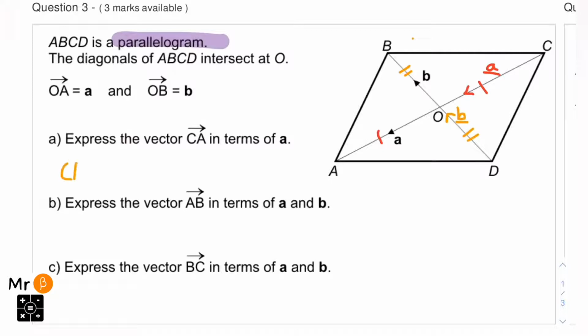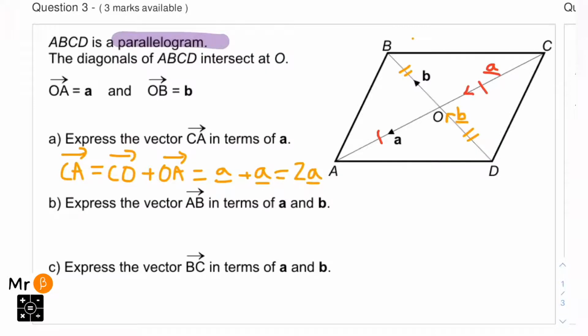So it wants us to work out the vector CA. So in order to do that, we need to go from C to O and then O to A. C to O we have labelled on is the vector A plus the vector A again. O to A is A, and that gives us our final answer of 2a.